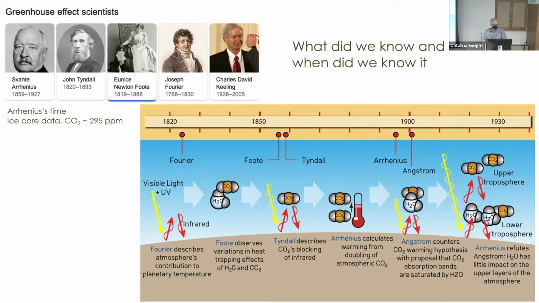Eunice Foote observed that different gases had heat trapping effects. Tyndall, that we're going to see later, describes how CO2 is blocking specifically infrared. But Arrhenius calculated warming from a doubling of atmospheric CO2. And this metric stayed with us for a long time. So many high CO2 experiments are doubling CO2. When I started, the CO2 concentration was 330 ppm, so doubling it was going to 660 ppm. Now the CO2 concentration is almost 420, so doubling means going to 840. So the experiments are a little different these days.